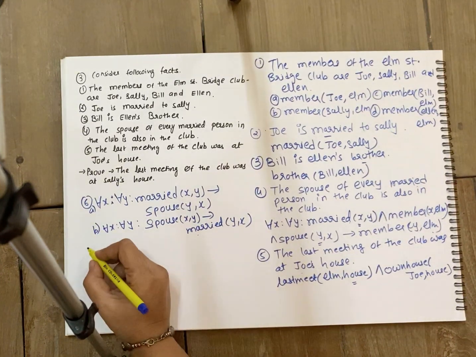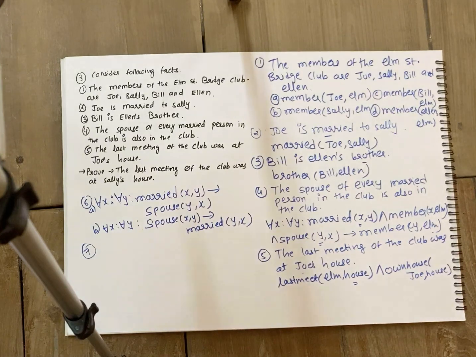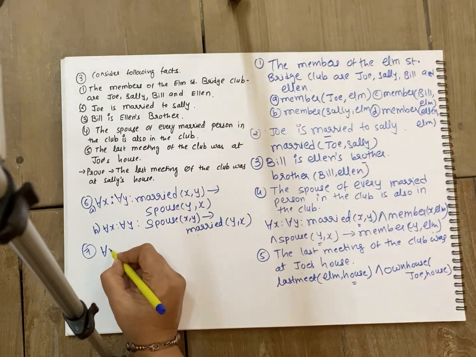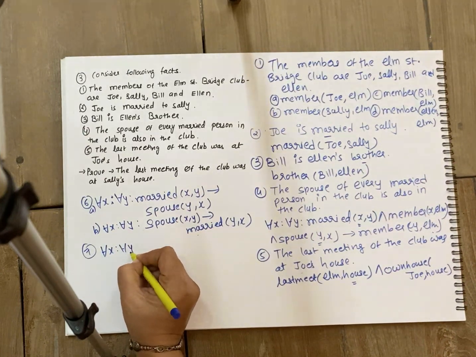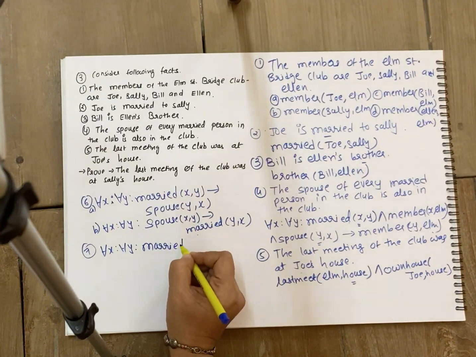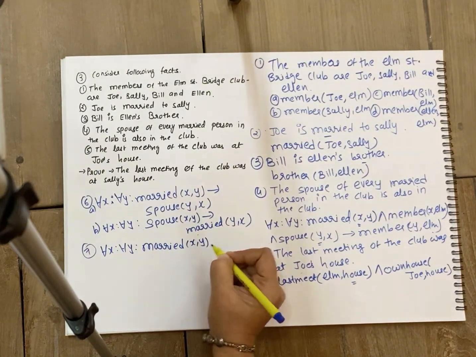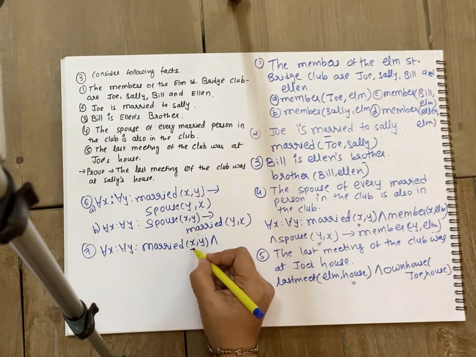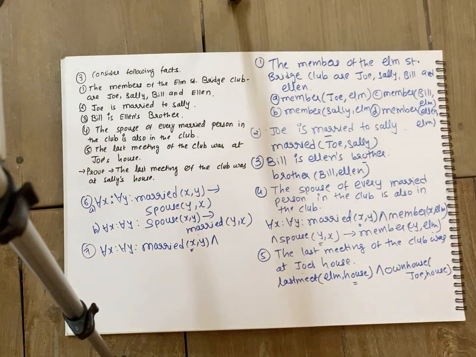Another fact that we have to add is that if X and Y both are married, then both are going to share the same house. Both are going to live in the same house. So what are we going to write here? For all X, for all Y, married(X, Y) and X owns the house. The house is owned by X.